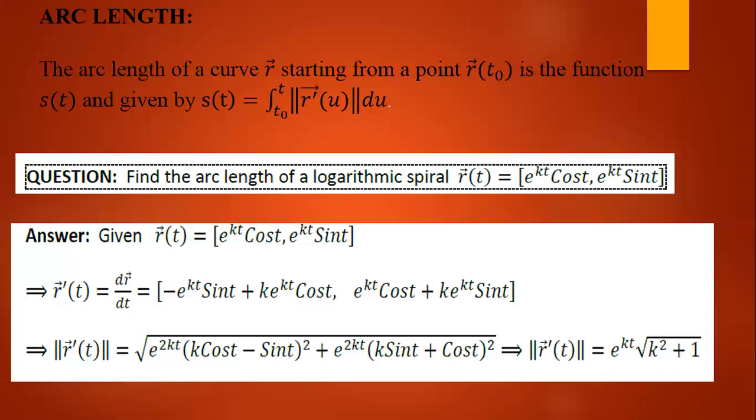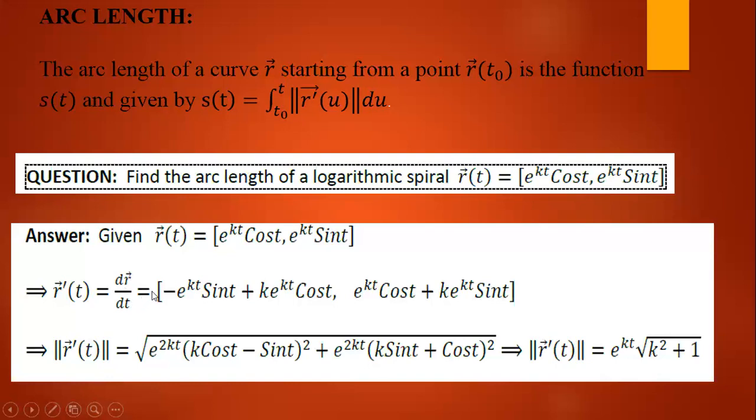Okay, there are a few questions on this. Find the arc length of a logarithmic spiral, r of t is equal to e power kt cos t, e power kt sin t. We solve it here. Given that r of t is equal to this, and here the prime denotes the first order derivative of this position vector, so r prime of t is equal to dr over dt.